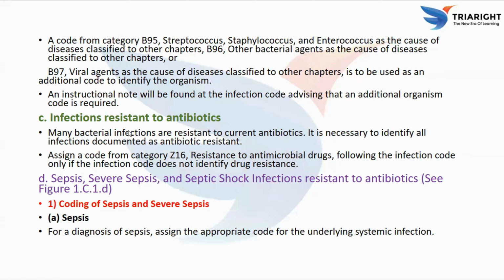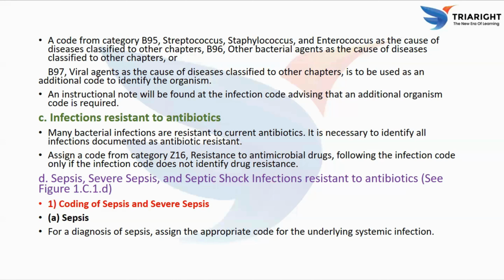Next is section C, infections resistant to antibiotics. What does this mean? Some infections become hard to treat because the bacteria do not respond to the usual antibiotics. For example, MRSA, methicillin-resistant Staphylococcus aureus, VRE, vancomycin-resistant enterococcus, and multi-drug resistant tuberculosis. So when do you use the Z16 codes? You use Z16 for resistance to antimicrobial drugs only when the provider states the infection is drug resistant and the infection code does not already specify the resistance.